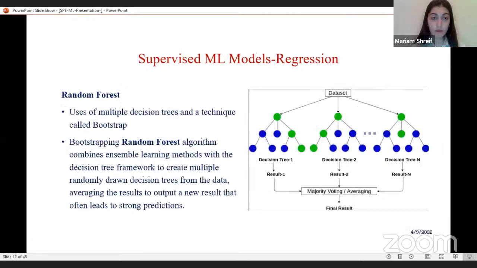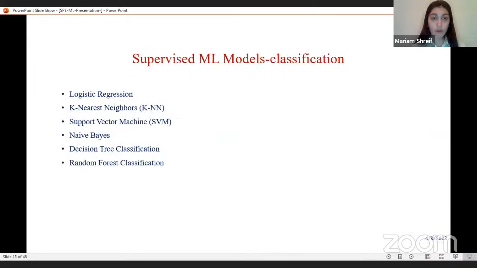And finally, we have the random forest. For the random forest, it uses multiple decision trees and a technique called bootstrap. So it contains multiple decision trees. And then it averages the results in order to obtain an output value that can predict the data accurately. So some supervised machine learning models for classification. We have the logistic regression, the k nearest neighbors, support vector machine, the naive Bayes, decision tree, and random forest for classification.